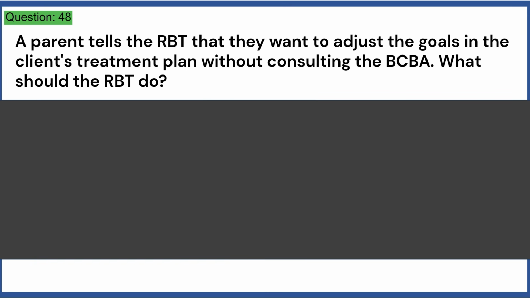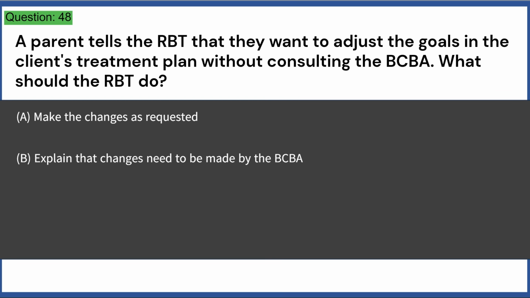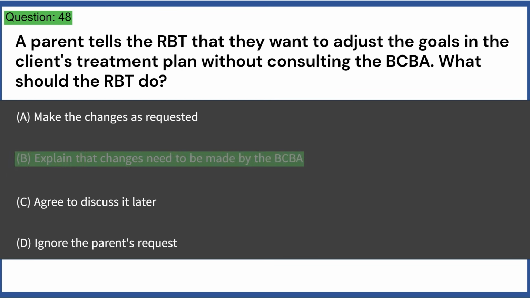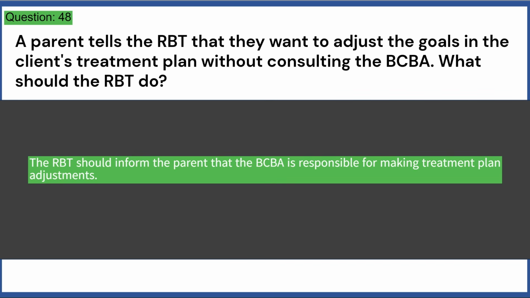A parent tells the RBT that they want to adjust the goals in the client's treatment plan without consulting the BCBA. What should the RBT do? A. Make the changes as requested. B. Explain that changes need to be made by the BCBA. C. Agree to discuss it later. D. Ignore the parent's request. Answer B. The RBT should inform the parent that the BCBA is responsible for making treatment plan adjustments.